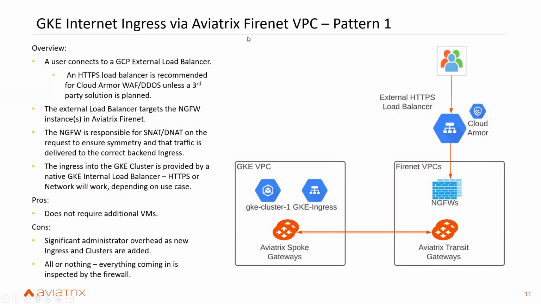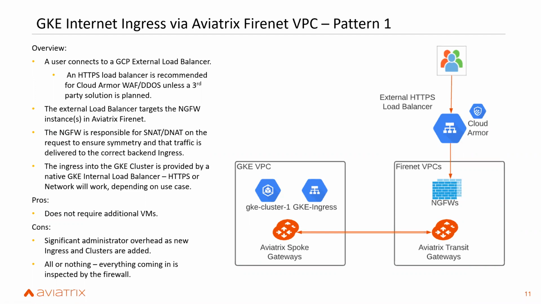So the way it works is that your users are on the outside and they connect to an HTTPS load balancer, the GCP one, of course, and it's recommended to use Cloud Armor in this scenario because it provides WAF functionality, DDoS functionality. And you can also, if you are using a third party, Akamai, for example, if it provides that kind of load balancing, then maybe you can forgo the external HTTPS load balancer in that case. It's certainly an option.